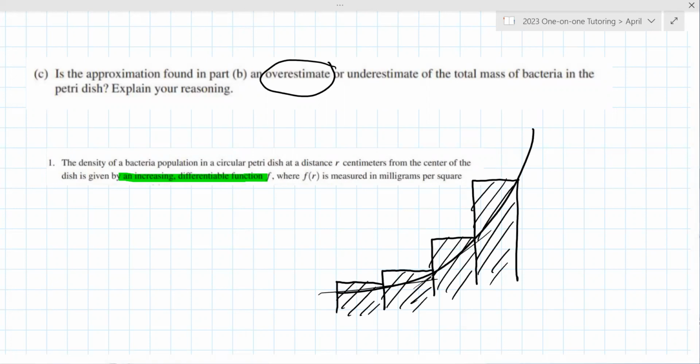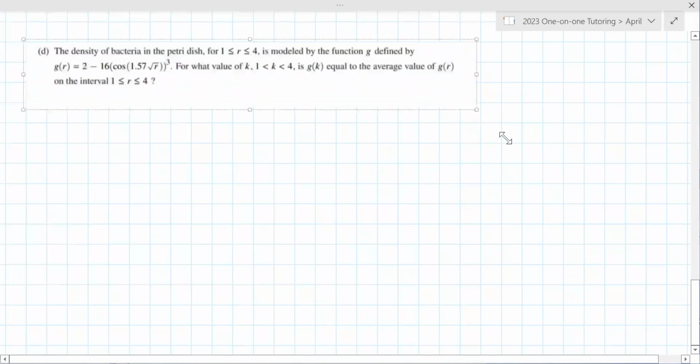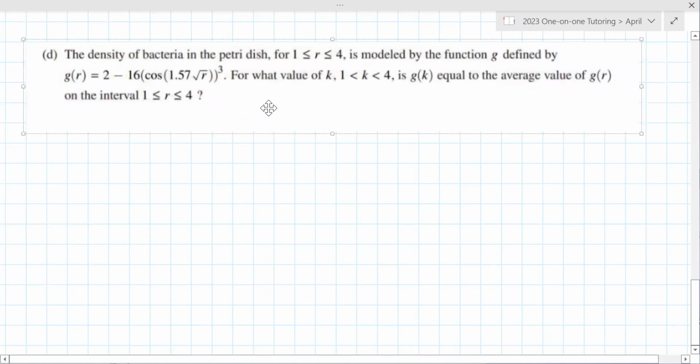All right, D. Density of bacteria in the petri dish for 1 ≤ r ≤ 4 is modeled by the function g. g(r) = 2 - 16 cos(1.57√r)^3. For what value of k in the interval 1 to 4 is g(k) equal to the average value of g(r) on the interval 1 to 4?